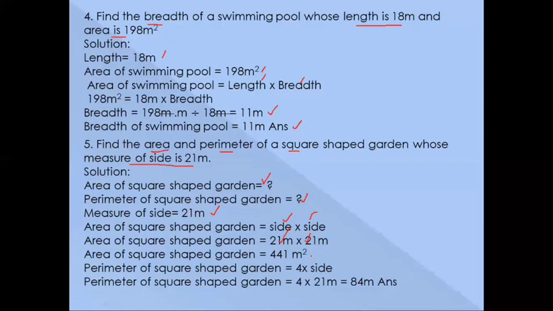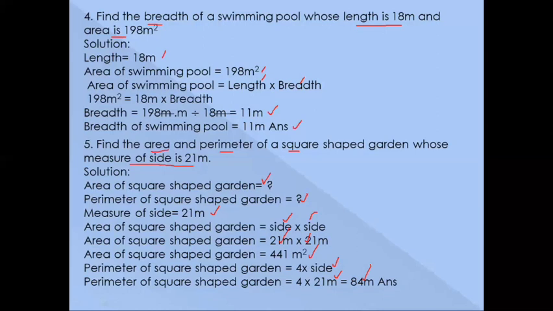And meter multiplied by meter will come as square meter. Now the perimeter, in the same way, is 4 times the measurement of one side. 4 multiplied by the measurement of one side, which is 21 meter. Now 21 multiplied by 4 will be equal to 84 meter.